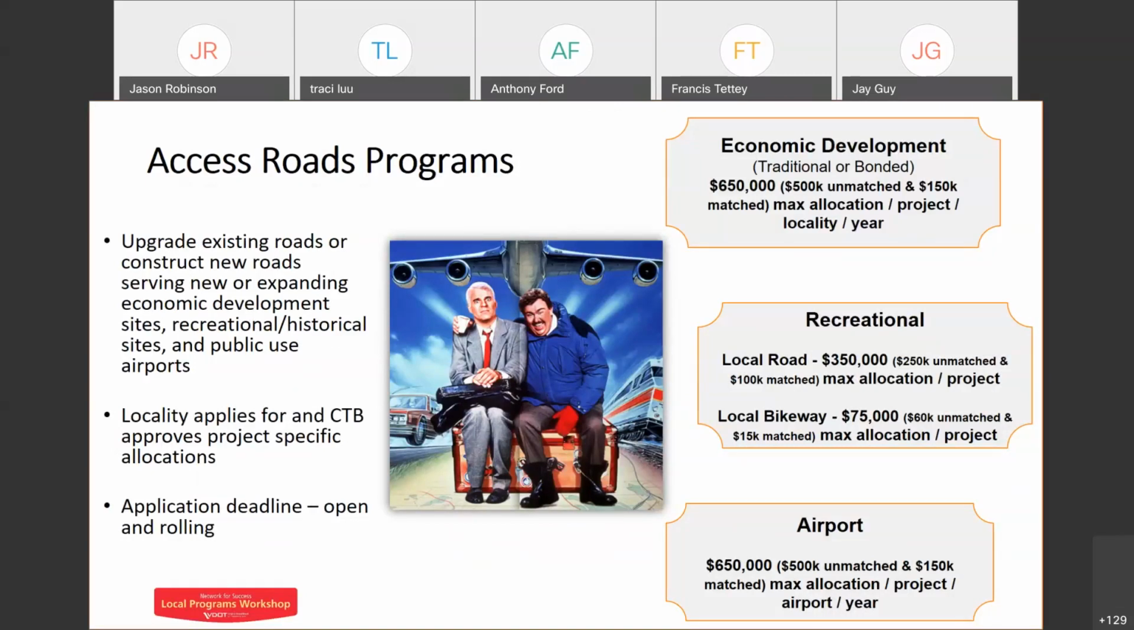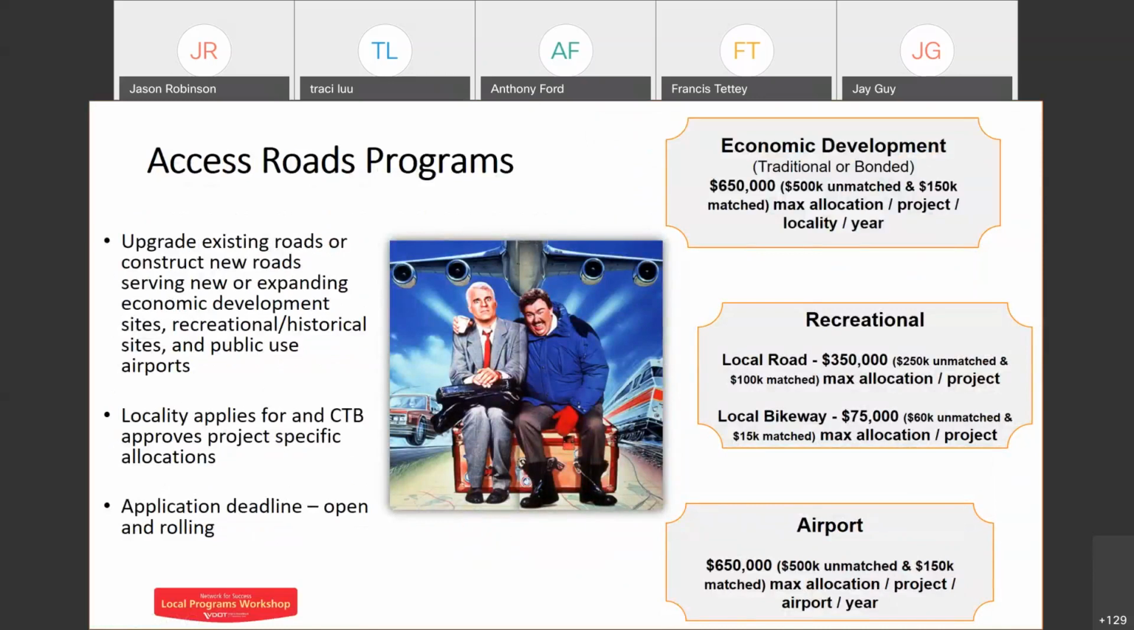The application deadline for these is rolling. It's not a defined application period like with the TA and revenue sharing and Smart Scale. So again, broken record time. Just encourage you guys to reach out to your VDOT counterparts to try to find out your eligibility, to provide all the information that will be needed to submit it ultimately to the Commonwealth Transportation Board for their consideration.